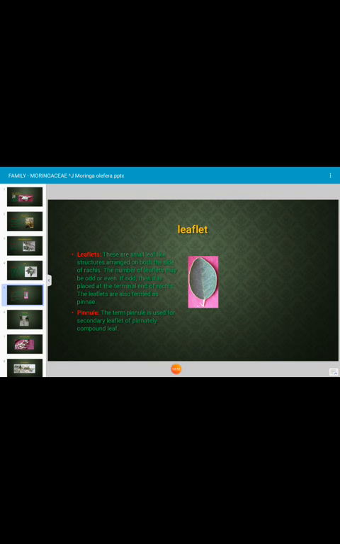This is a leaflet of Moringa oleifera. Leaflets, these are also known as pinnae, and these are very small leafy structures arranged on both sides of the rachis. The number of leaflets may be odd or even. If the leaflets are odd, they are called imparipinnate. If the leaflets are even, that is described as paripinnate. If odd, then one is placed at the terminal end of the rachis. The leaflets are also termed as pinnae. What is pinnule? The term pinnule is used for the secondary leaflet of a pinnately compound leaf.